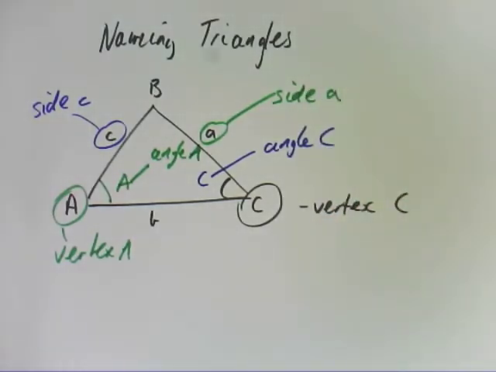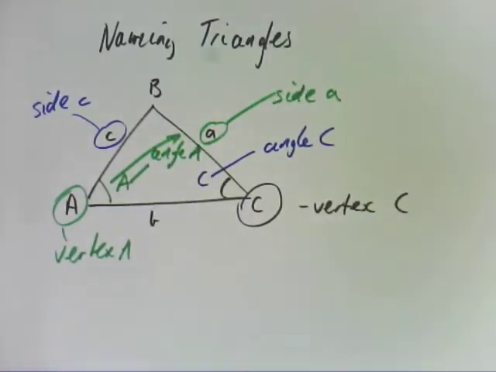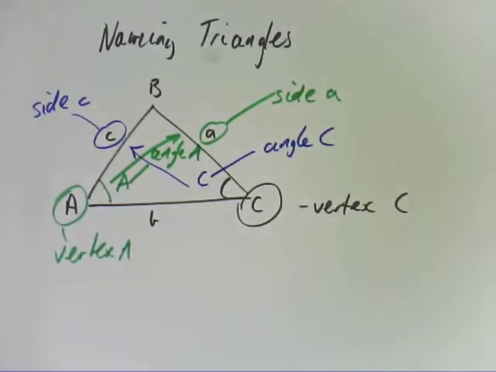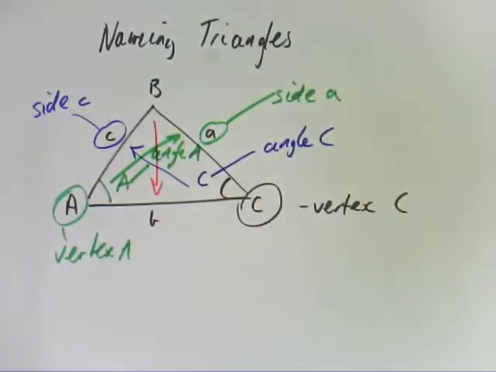So the sides are always lowercase, the angles are always uppercase, and so are the vertices. So the vertices and the angles are the same, and the sides are the lowercase, but you'll notice they're opposite. So side A is opposite angle A, and side C is opposite angle C, and side B is opposite angle B. So that's really important when it comes to trigonometry.